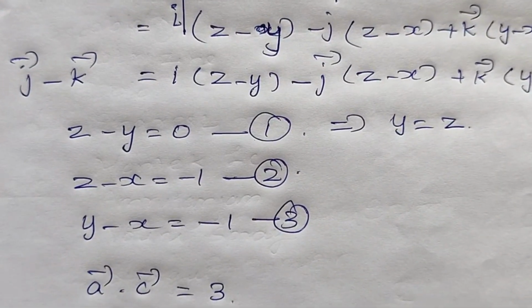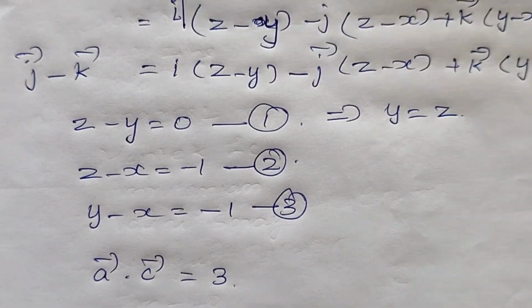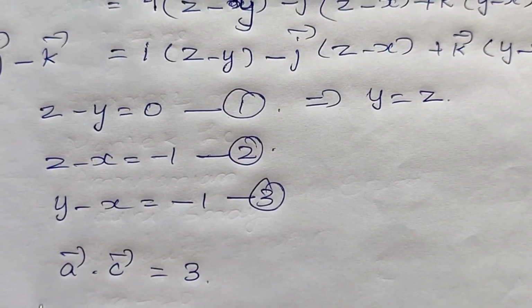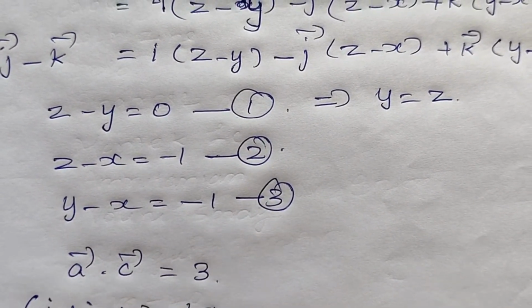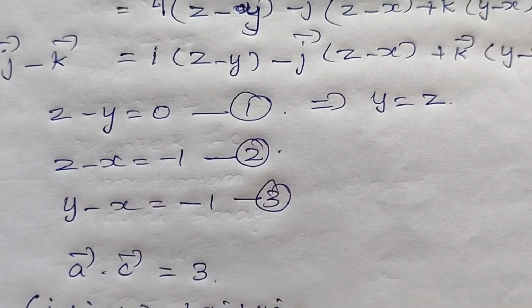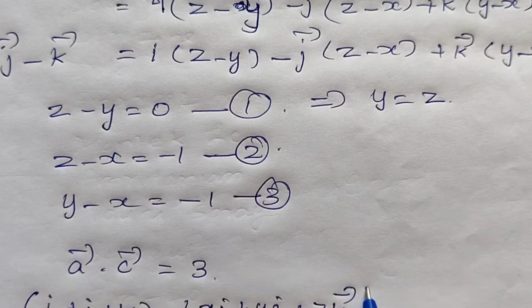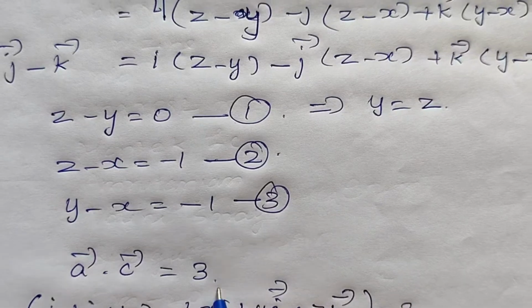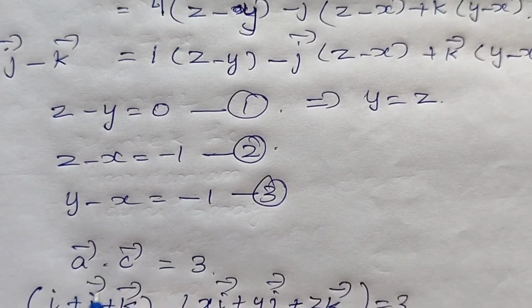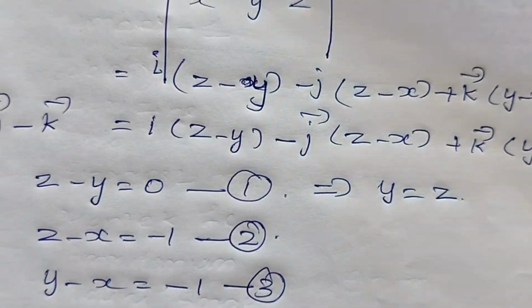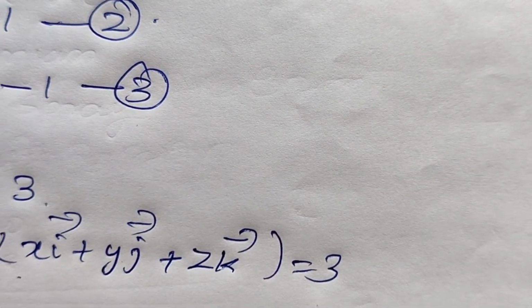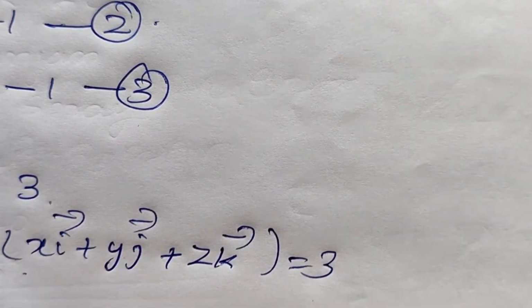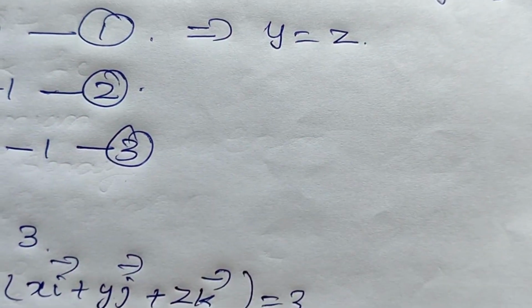What is C vector? xi plus yj plus zk. What is A vector? i plus j plus k. So (i plus j plus k) dot (xi plus yj plus zk) equals 3. So what is the dot multiplication for this one? That is equal to 1 into x, therefore x plus y plus z equals 3. So this is the fourth equation.